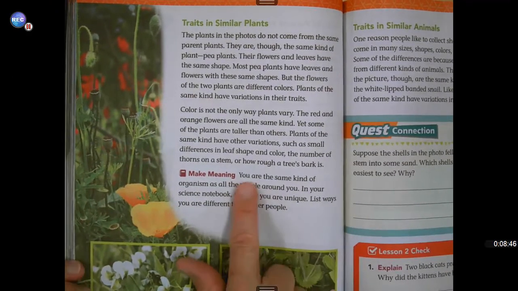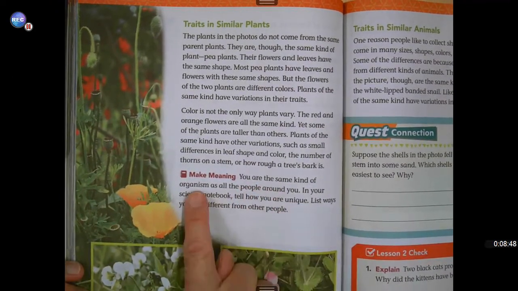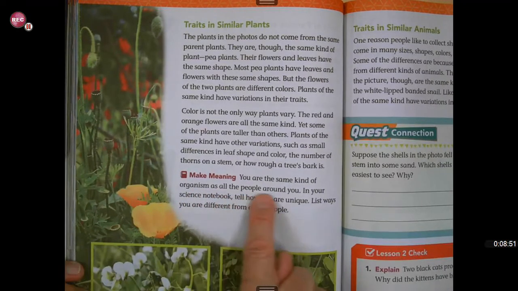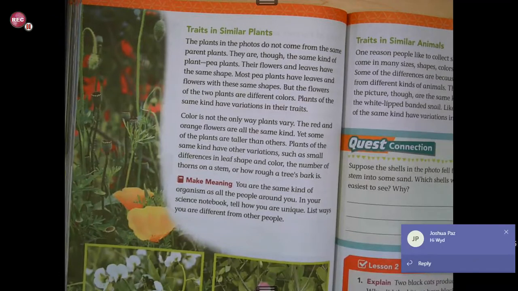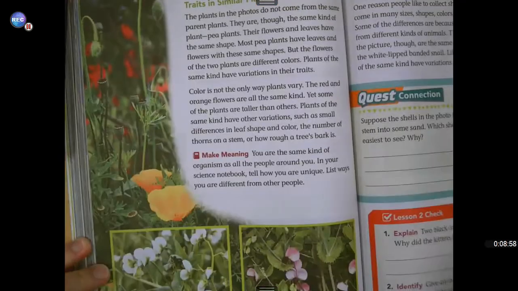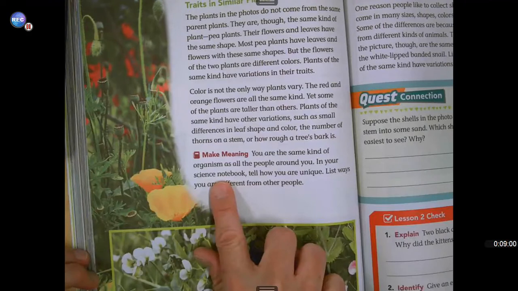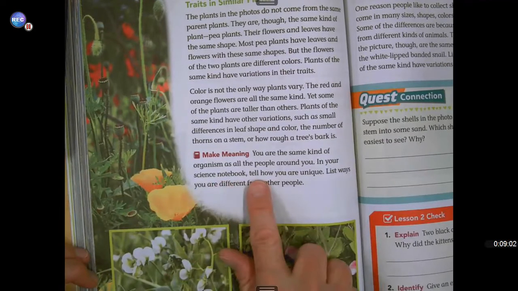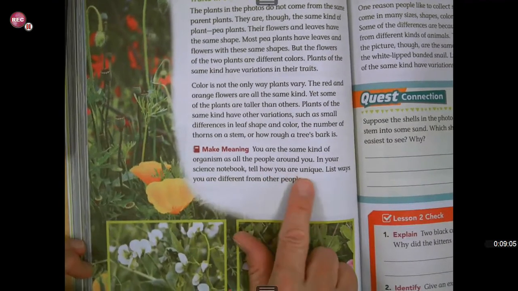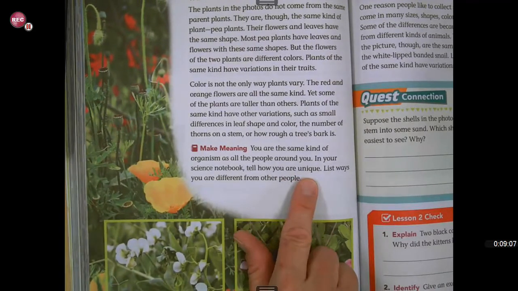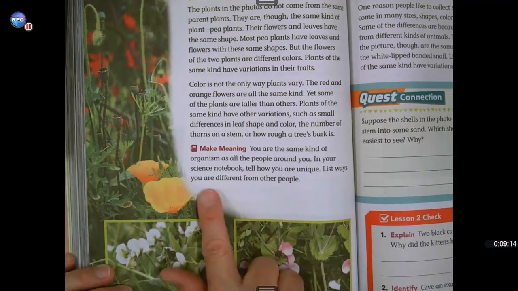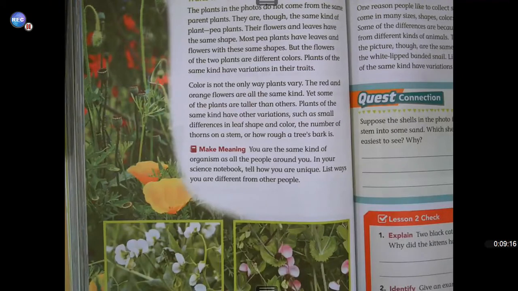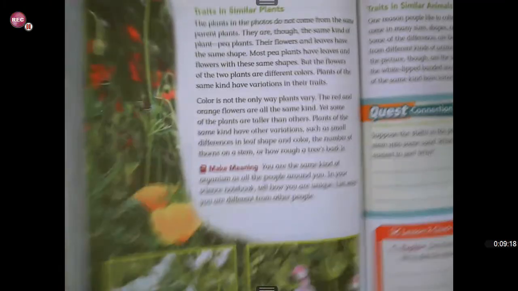So let's think about this one. You are the same kind of organism as all the people around you. That's because we are all humans. In your science notebook, and actually we don't need to write this down, I just want you to think about it. Think about how you are unique. That means how are you different from the others around us? Even though we are all people, how are you different from others? And make that list in your head. How are you different from other people? Just something to think about.